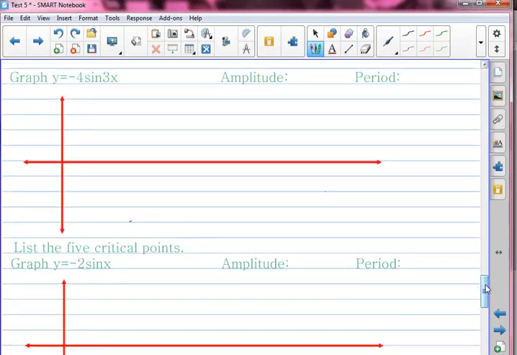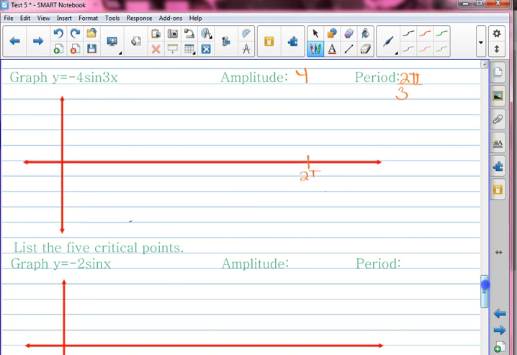This one, graph y equals negative 4 sine 3x. This one's negative, it's a little different. The amplitude is the number written in front of the sine, but it's the absolute value, so it's still 4. The period is 2 pi divided by the number in front of x. So that's 3. So 2 pi over 3.